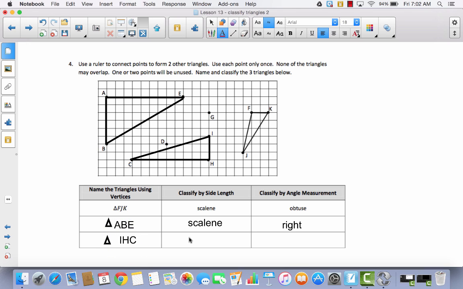All right, so let's take a look here. When I look at the sides, none of these are the same length. So again, this is a scalene triangle. When I look at the angles, I have two acute and one right. So this is a right triangle.